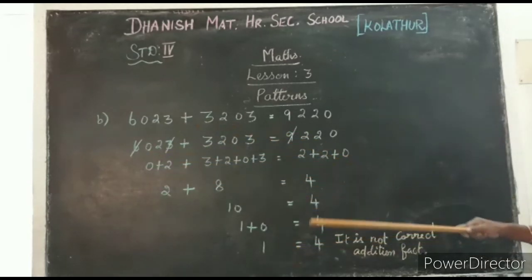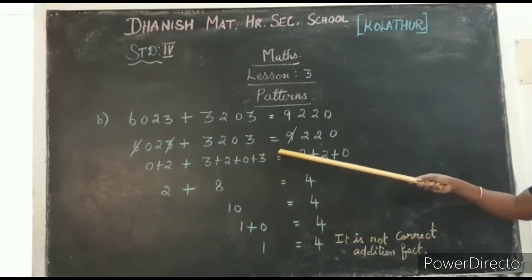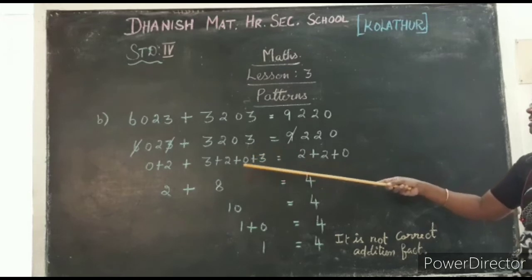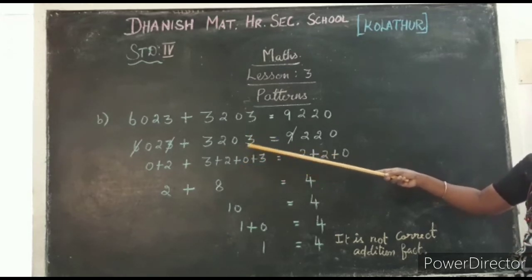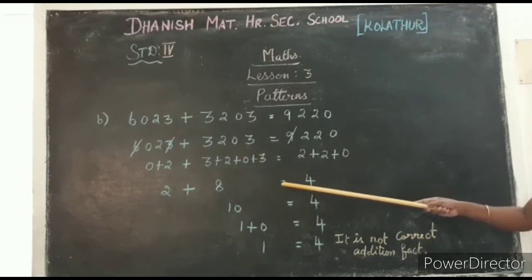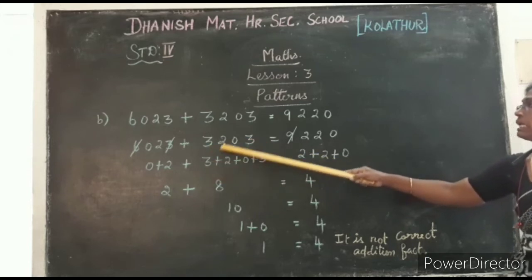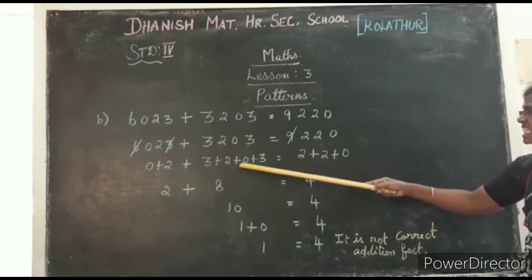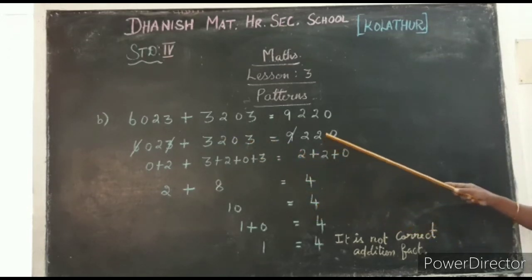Move on to the second number. Here, is any 9 there? No, no 9 is there. Check whether any other combination gives 9. No, here 9 also is not there. A combination of 9 also is not there. What should we do? We should write the number as such. 3 plus 2 plus 0 plus 3 is equal to.